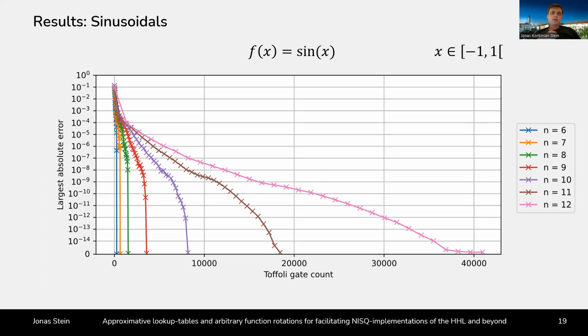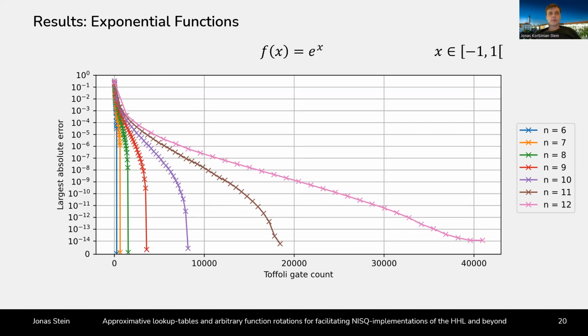Going on to some more difficult functions like sinusoidals, we can look at the sine function. There, the curves look a little bit different, but overall we get very, very small errors. If we really need the precision of 10 to the minus 15, then of course we need those 40,000 Toffoli gates here for n equals 12. But if an error of 10 to the minus 4 already suffices, then it's just a couple of thousand maybe. So there can be an immense decrease in circuit size.